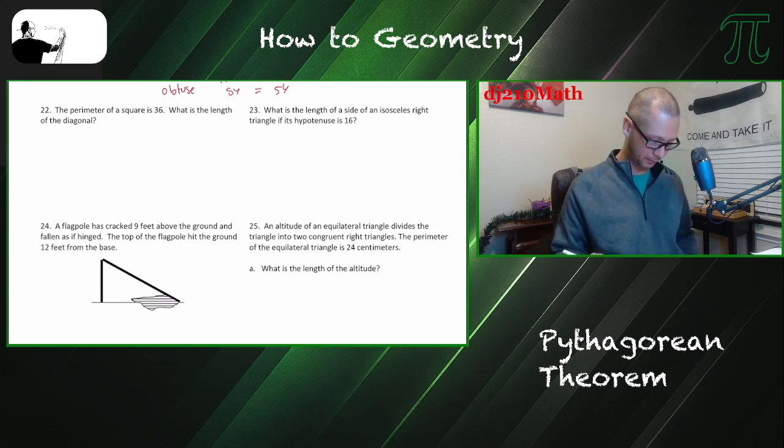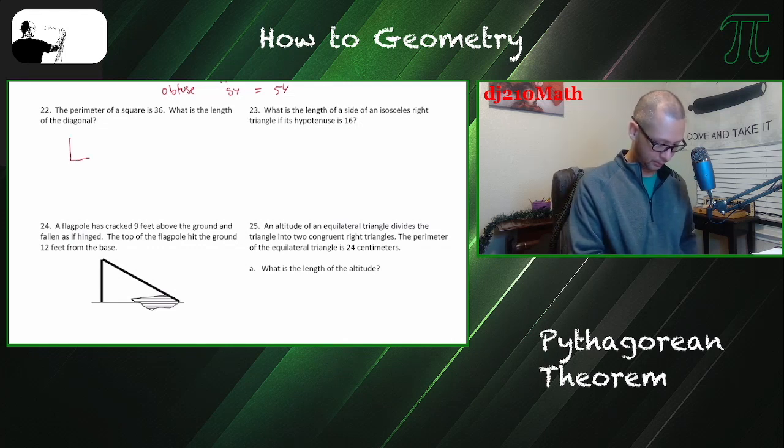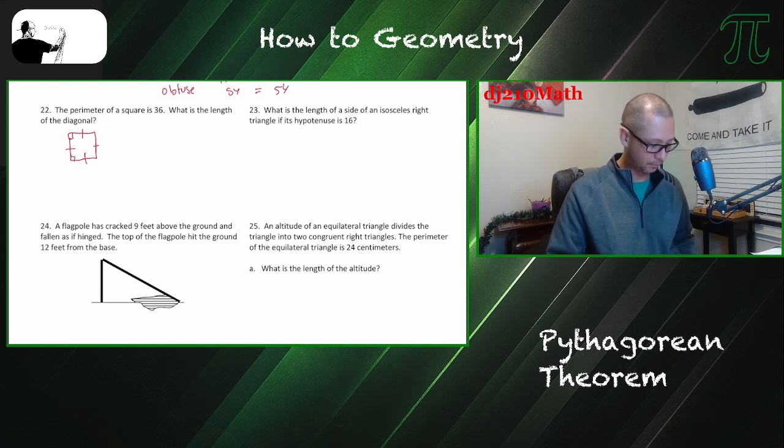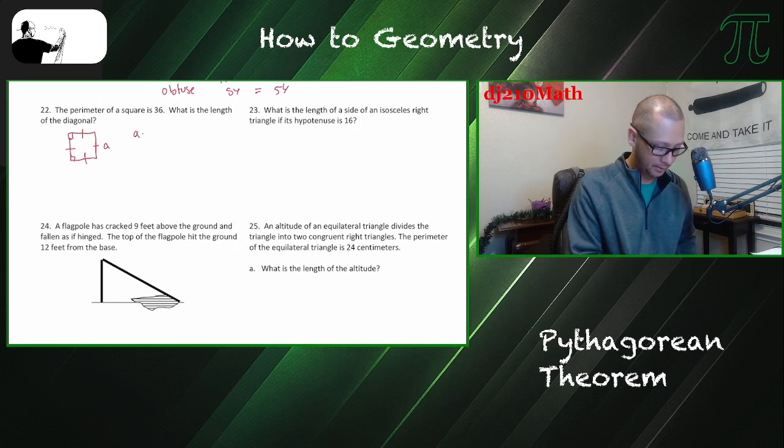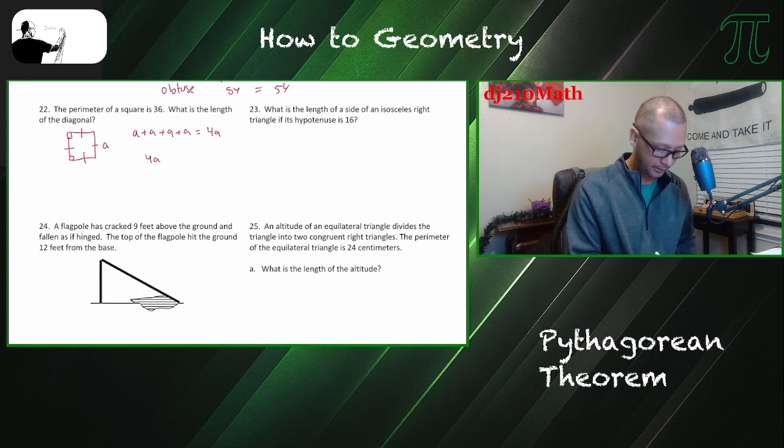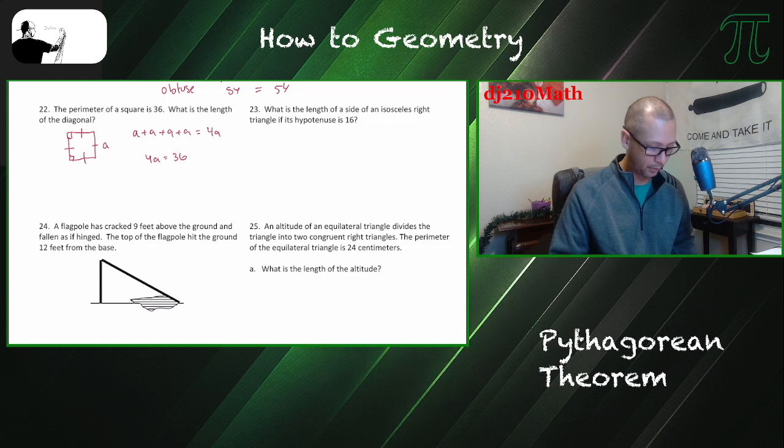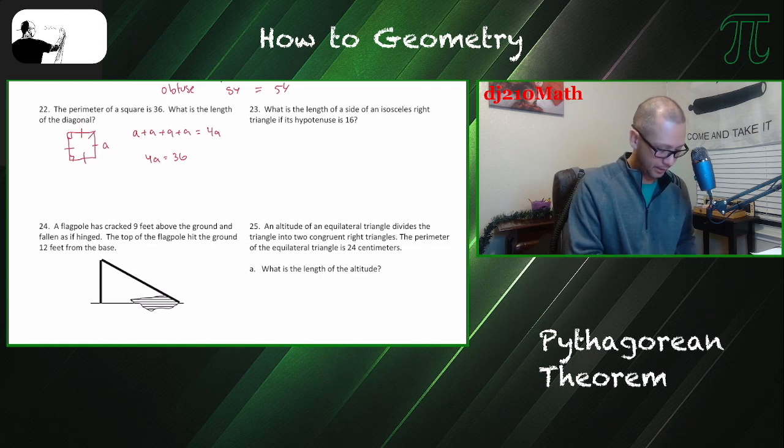All right, so the perimeter of a square is 36. So a square is drawn here, and if we call this A, the perimeter is going to be 36. So that means A plus A plus A plus A, adding up all four sides. So this is going to be 4A, and 4A is going to equal 36. What is the length of the diagonal? The diagonal goes from corner to corner. Call that C.